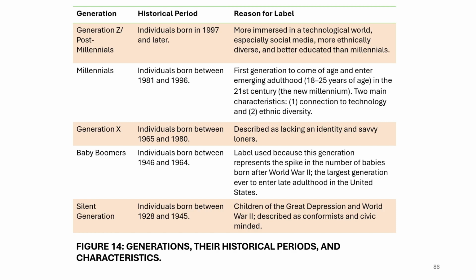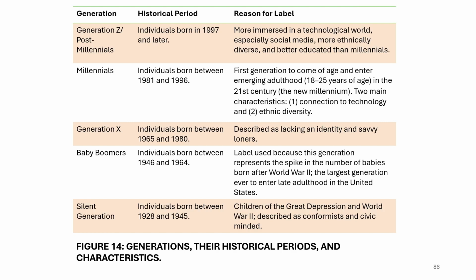Then Generation X. This is individuals born between 1965 and about 1980. They are described as having maybe a lack of identity. They are very savvy, but they are more likely to be loners than other generations. Baby boomers were 1946 to 1964, and this label was used because this generation was the spike in the number of babies born after World War II. This was the largest generation ever to enter into late adulthood in the United States.